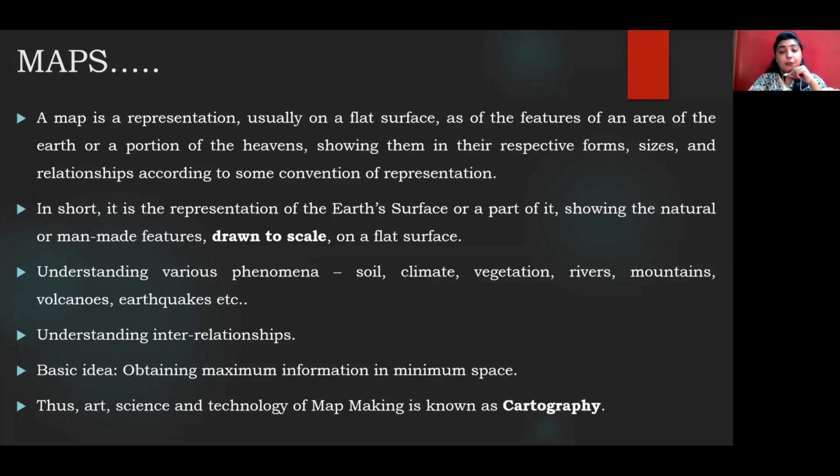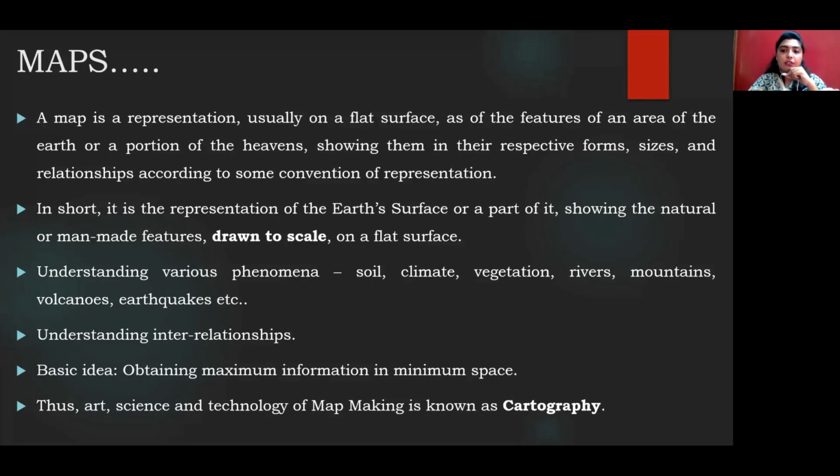Now, a very important point when it comes to defining a map: we need to write down that all the natural and man-made features on the earth's surface are represented on a flat surface which is drawn to scale. This phrase, drawn to scale, is very important, because all maps are drawn to some kind of ratio, the ratio between the map distance and the ground distance. So it is always termed the scale.